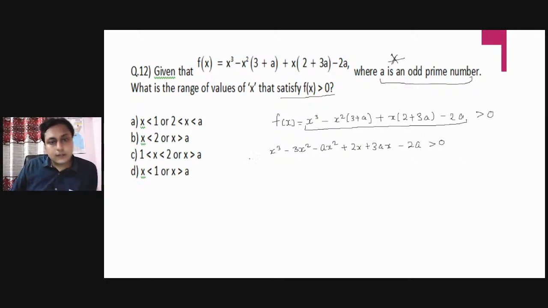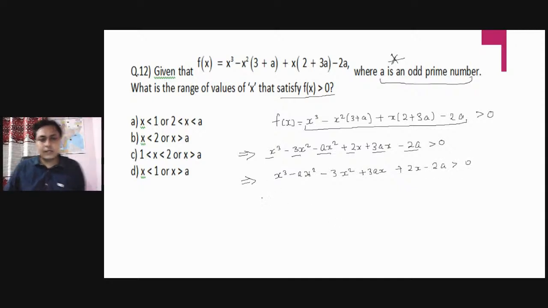Right? So guys, you have to factorize it. So we can write this expression as x cube minus ax square, because I am thinking of taking x square common, right? Then 2x minus 2a, and minus 3x square plus 3ax, and plus 2x minus 2a greater than 0.